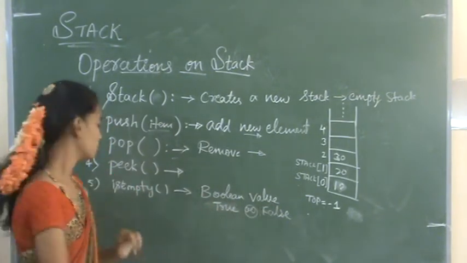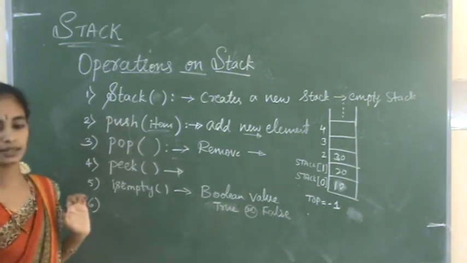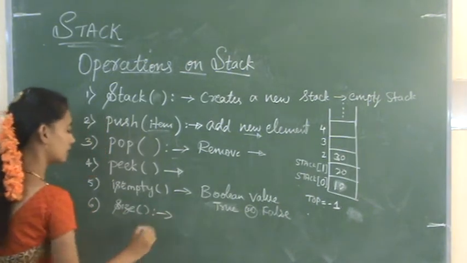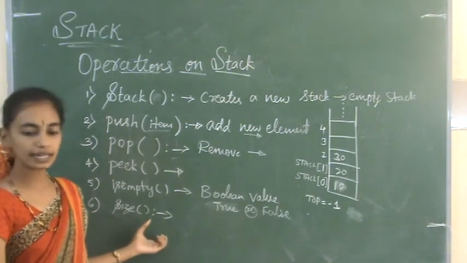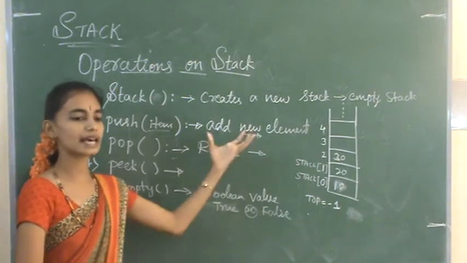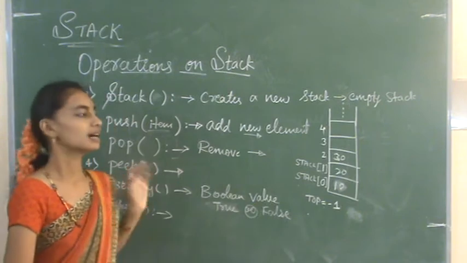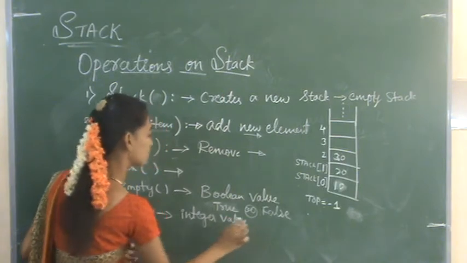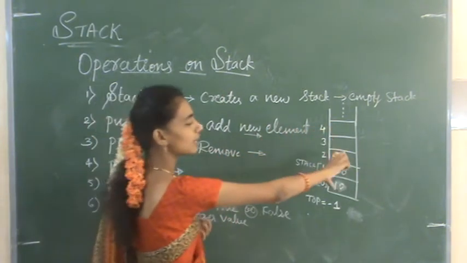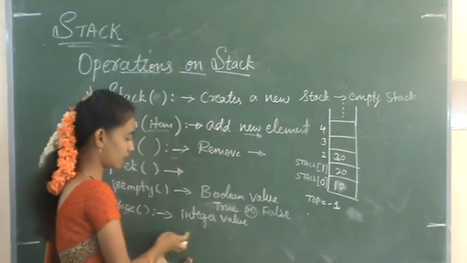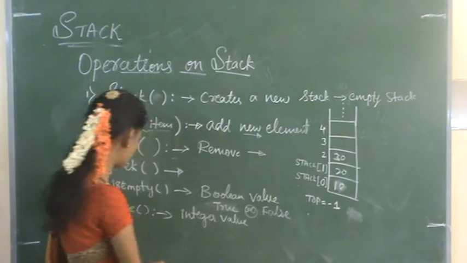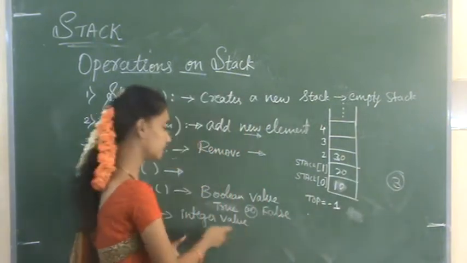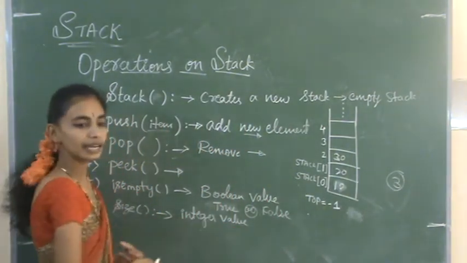And the next operation is size. This size function returns the number of elements or items present in the stack, and it returns an integer value. Suppose we consider this stack. If we use this size function, it will return 3. This 3 is an integer value, so the size function returns an integer value.